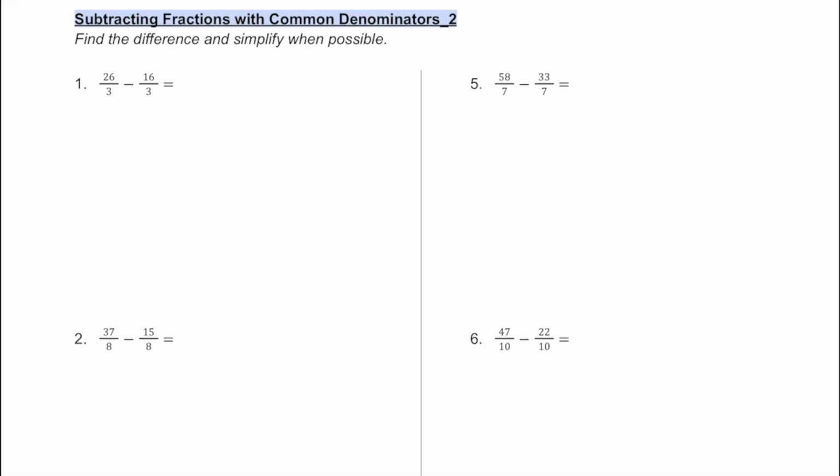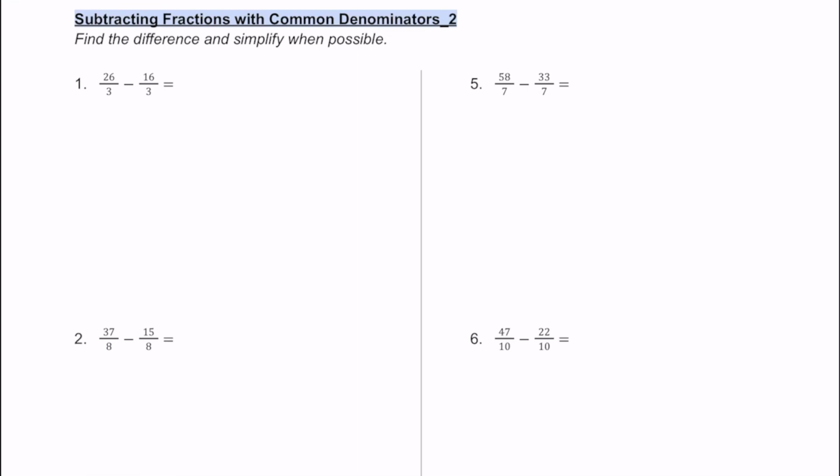In this video, let's practice subtracting fractions that have common denominators together. Another way that we can say that we are subtracting is that we are going to find the difference between each of these fractions. Sometimes after we subtract, we can go ahead and simplify as well. We're going to check to see if we have any common factors between the numerators and the denominators.